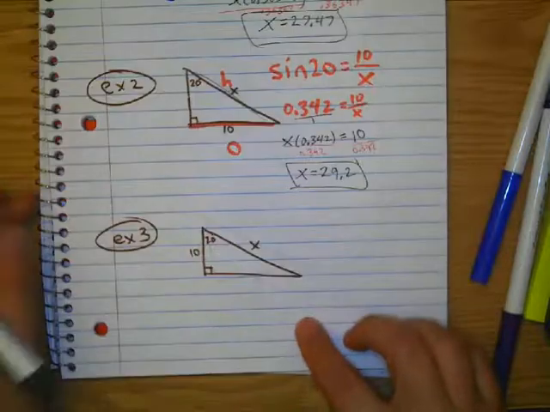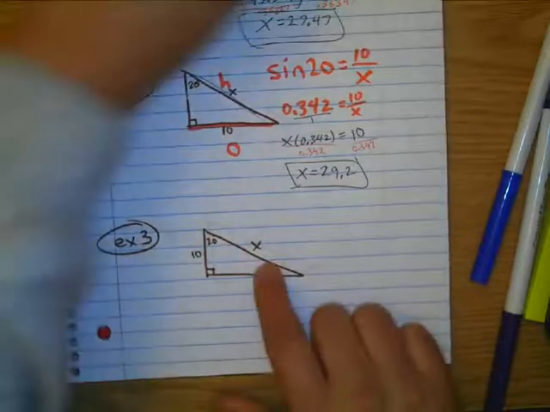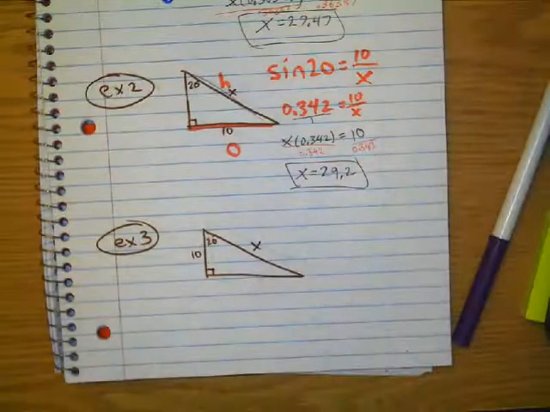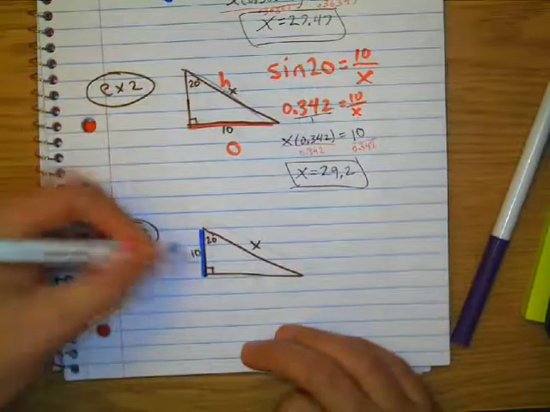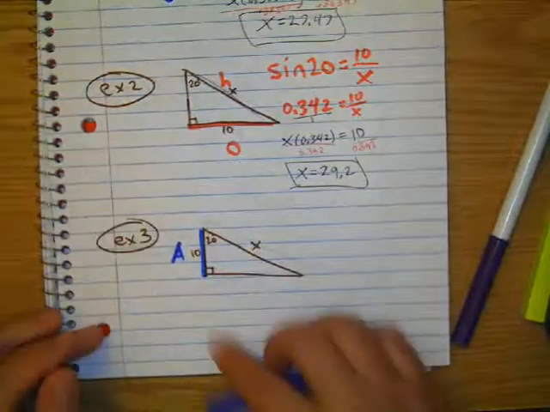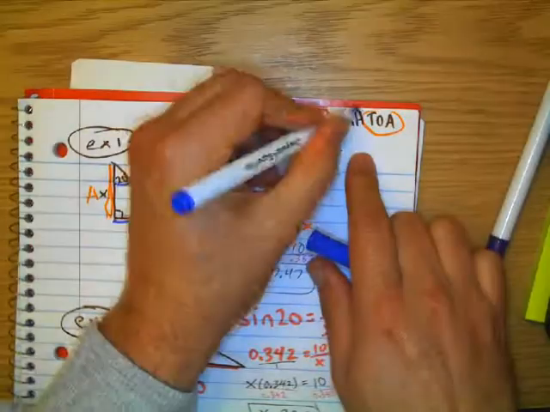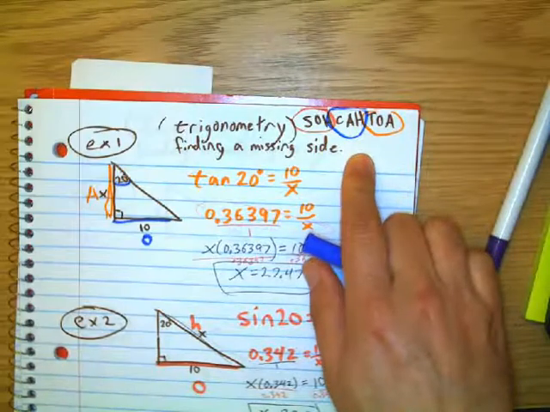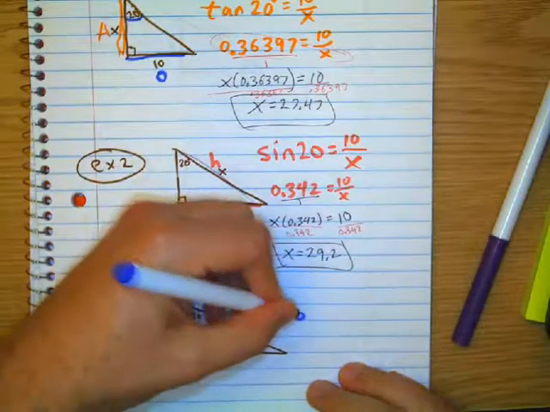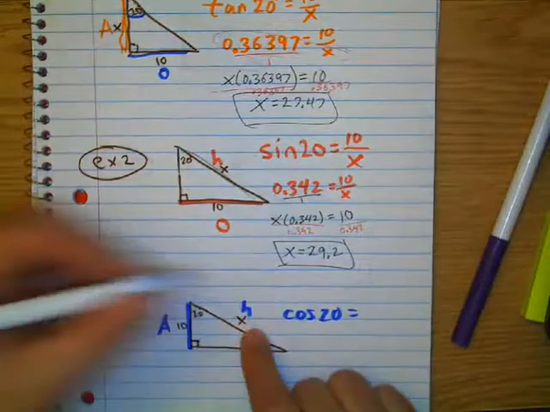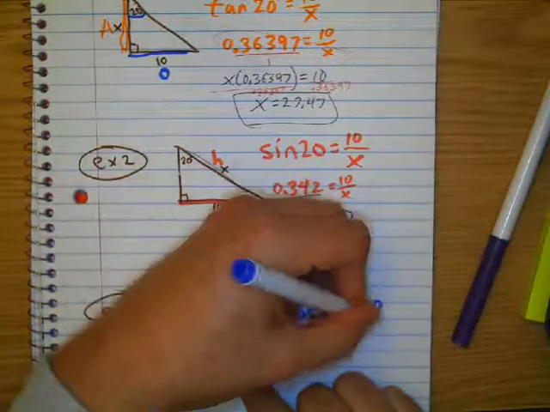Last one. We're trying to find this side here. So we look at here and we say, okay, I've got the adjacent, and here I've got the hypotenuse. When I have adjacent and hypotenuse, I look up here, and I'm going to use cosine, because it has adjacent and hypotenuse. So I've got cosine 20 equals adjacent over hypotenuse, 10 over x.